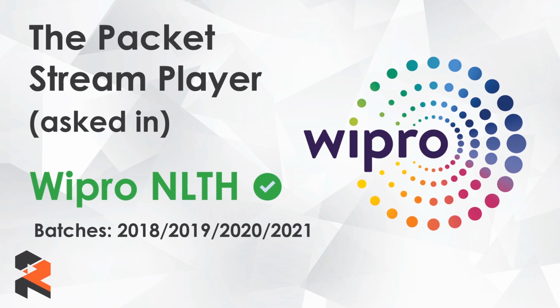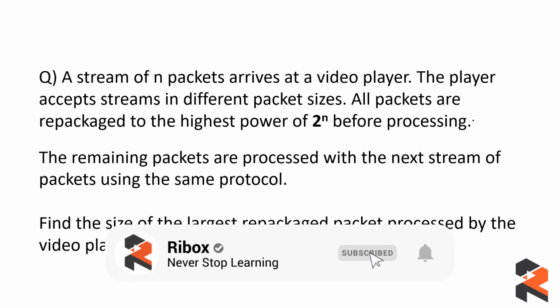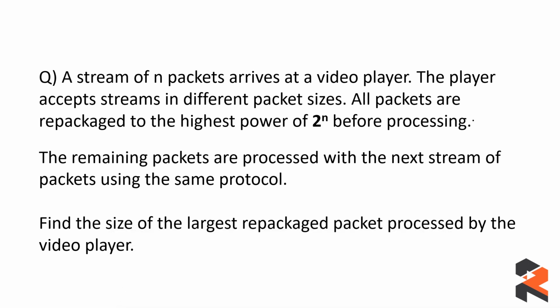So let's look at the code and start cracking it. The question is: a stream of n packets arrives at a video player. The player accepts streams in different packet sizes. All packets are repackaged to the highest power of 2, that is 2 to the power n, before processing. The remaining packets are processed with the next stream of packets using the same protocol. You need to find the size of the largest repackaged packet processed by the video player.